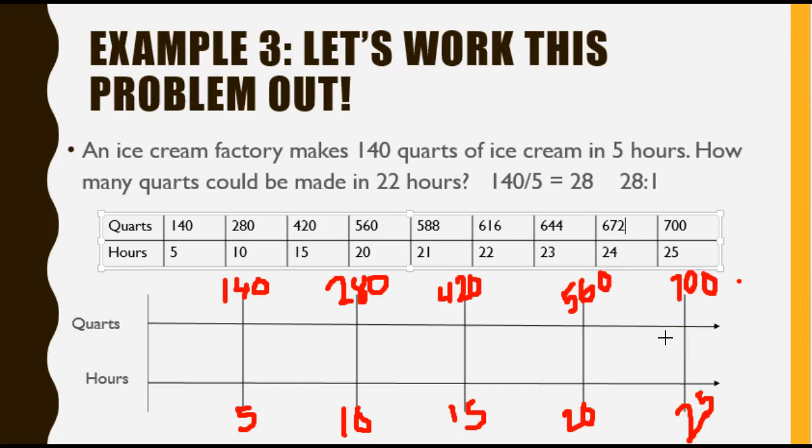So now to get it down to individuals, I could just divide just like I did up here. I want to do it for each one. And if I do this on the bottom, I'm doing the same thing to the top. And then I would break it down just like I did up here, adding 28 to every one to get my 22 hours. So for 22 hours, I would have 616 quarts of ice cream.